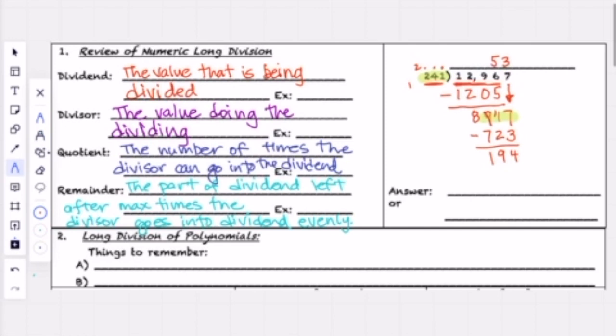So I could express my answer in one of 2 ways. I could say my answer here is 53 remainder 194, because this is the amount that was left over after the total number of times the divisor went into the dividend, right? Or I can express this as 53 and a fraction. That remainder would be on the top, and the divisor would be on the bottom of this fraction.